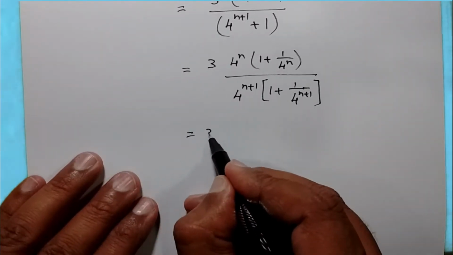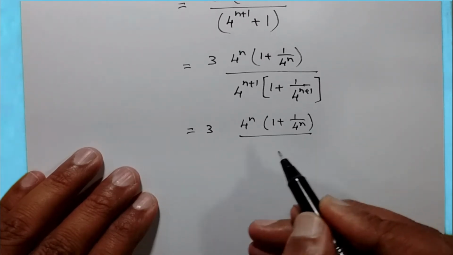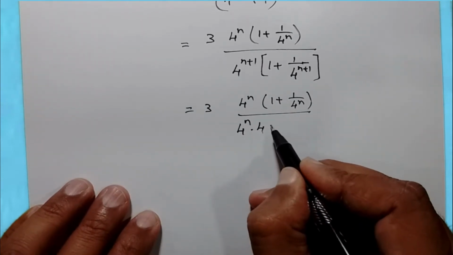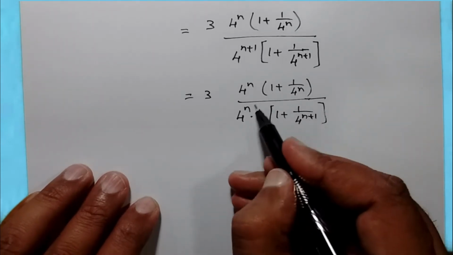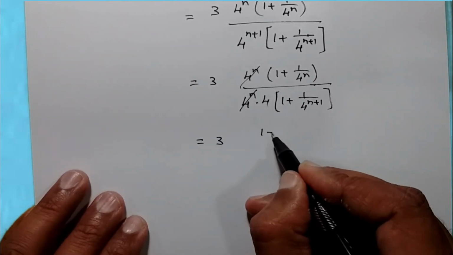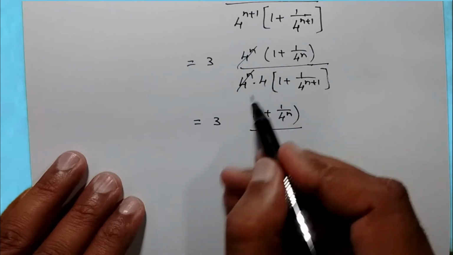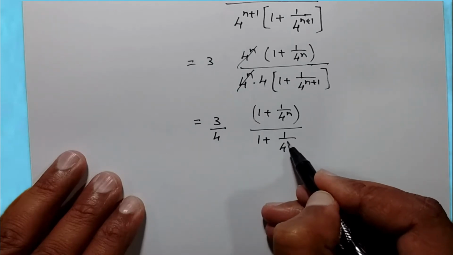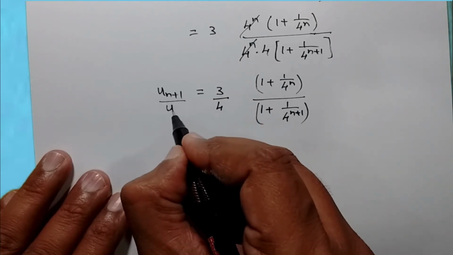Now I can further write this as 3 into 4 power of n into 1 plus 1 by 4 power of n, whole divided by 4 power of n plus 1, which can be written as 4 power of n into 4 times 1 plus 1 by 4 power of n plus 1. You can see this 4 power of n will cancel out. You will be left with 3 times 1 plus 1 by 4 power of n, whole divided by, this 4 is there, you can write divided by 4. This 4 I have taken here. And it is 1 plus 1 by 4 power of n plus 1. So we have simplified the result and we have got un plus 1 by un.